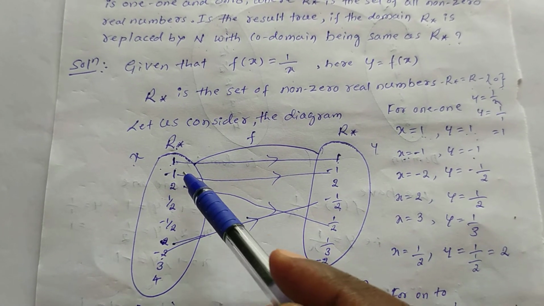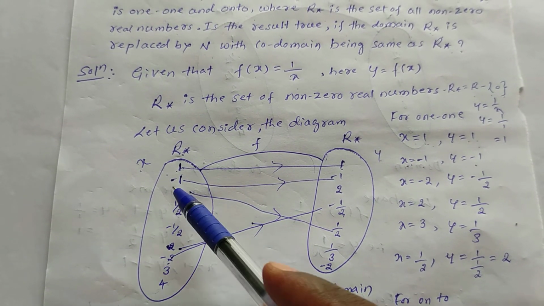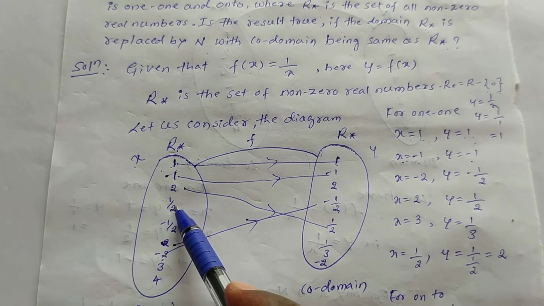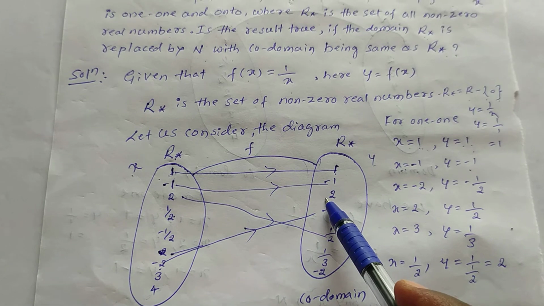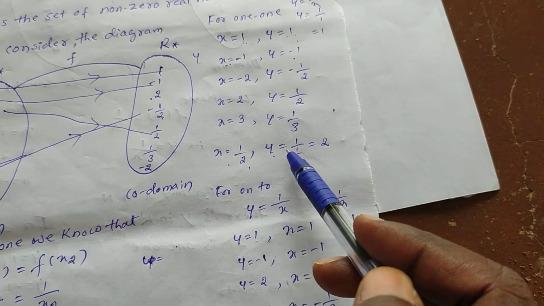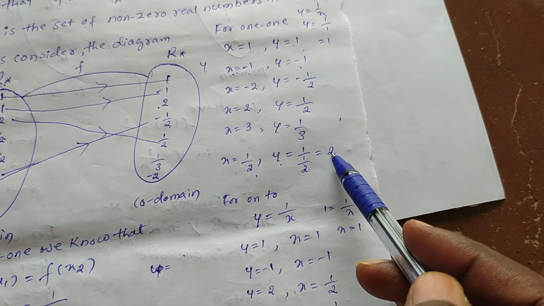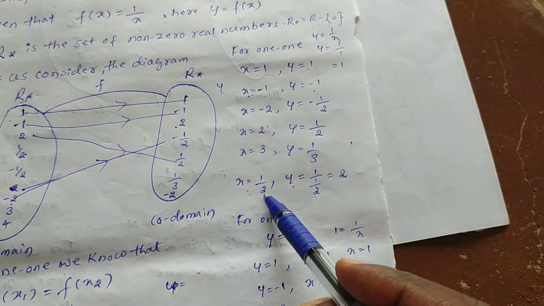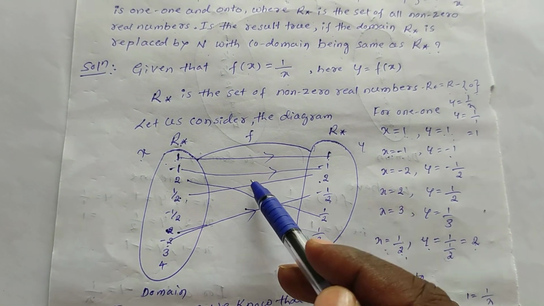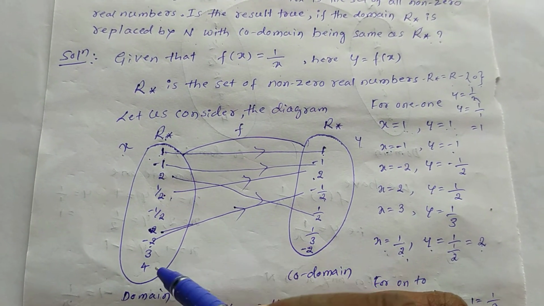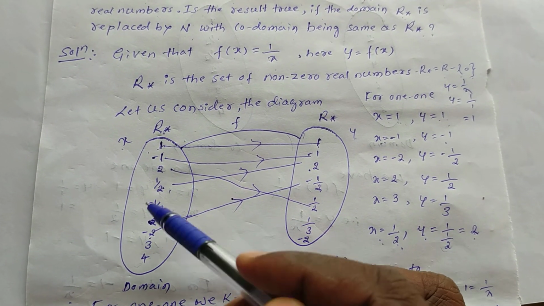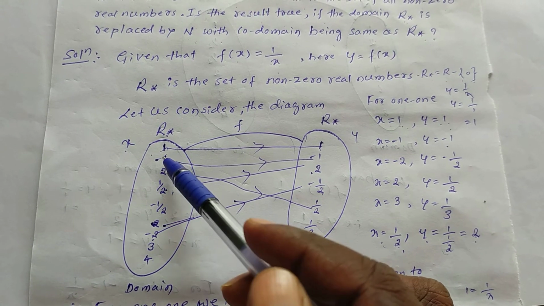Like this, for every element of x, there is a y. For x equal to 1 by 2, you get y equal to 2, because when x is equal to 1 by 2, if you put the value here, y is equal to 1 by x, which is 1 by 1 by 2, so you get 2. For x equal to 1 by 2, there is a y, 2. Similarly, you get the images of all the elements that exist in the domain.